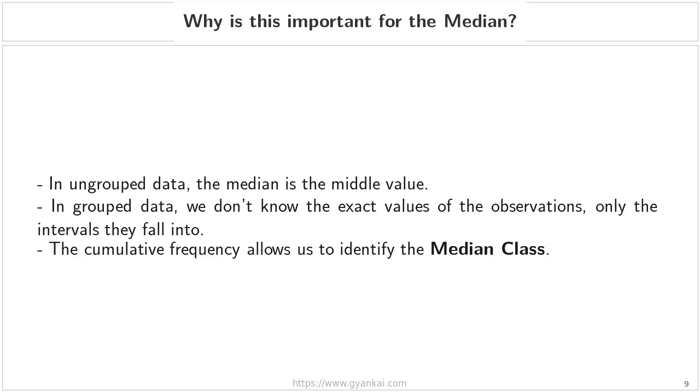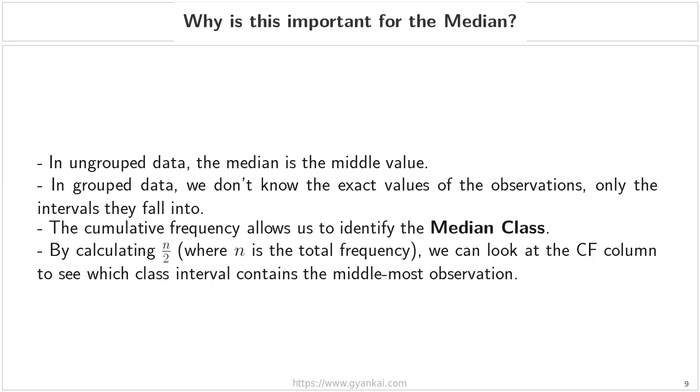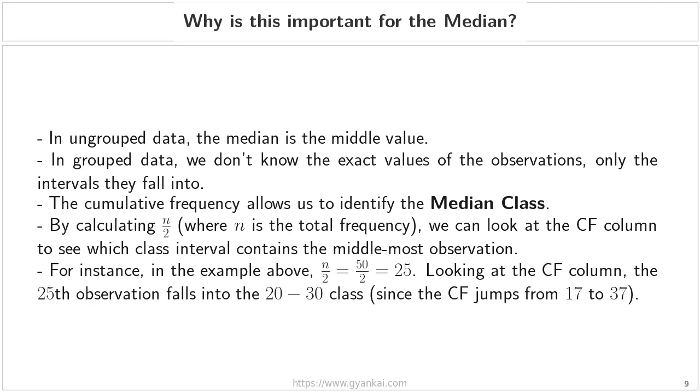This is exactly where our cumulative frequency becomes the hero of the story. It provides us with the tool needed to identify what we call the median class. To do this, we use a simple method. First, we take the total number of observations, which we call n, and calculate n divided by 2. This value tells us the position of the middlemost observation. Once we have that number, we simply scan down our cumulative frequency column to find which class interval contains that specific observation.